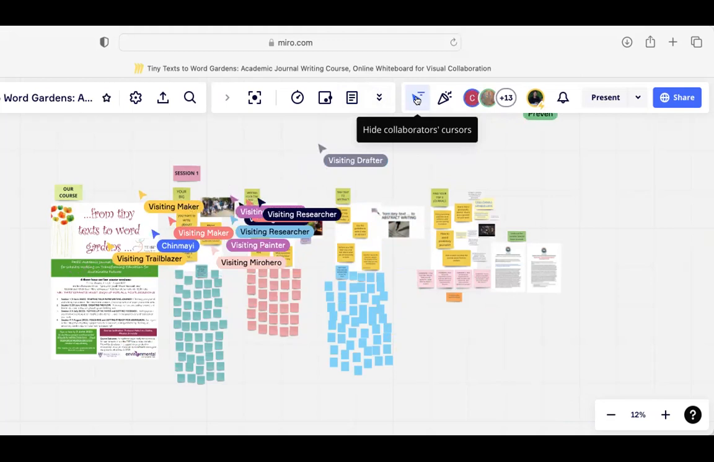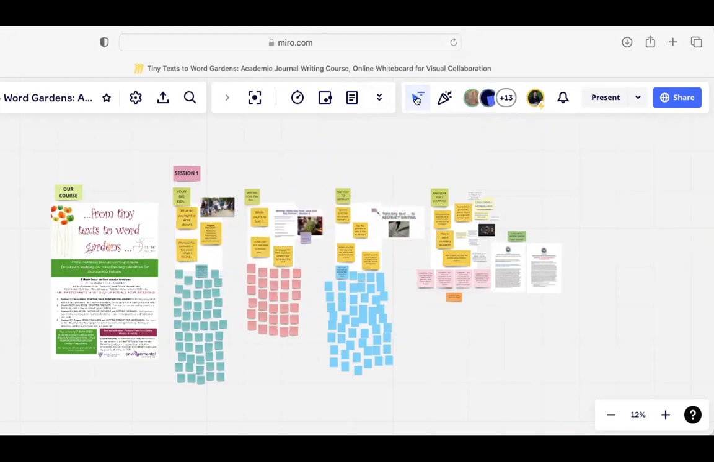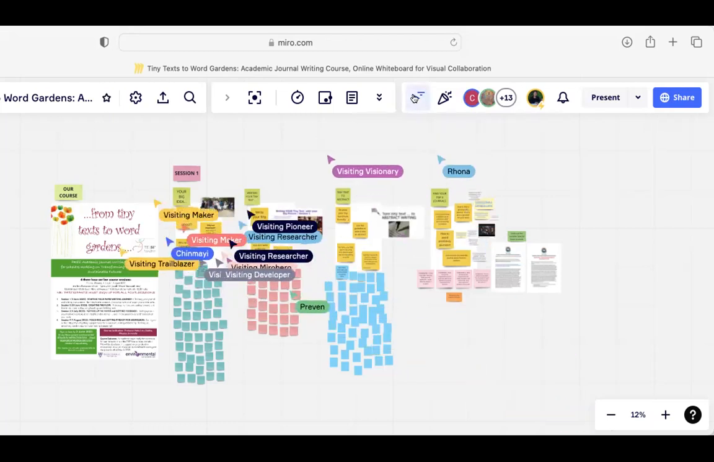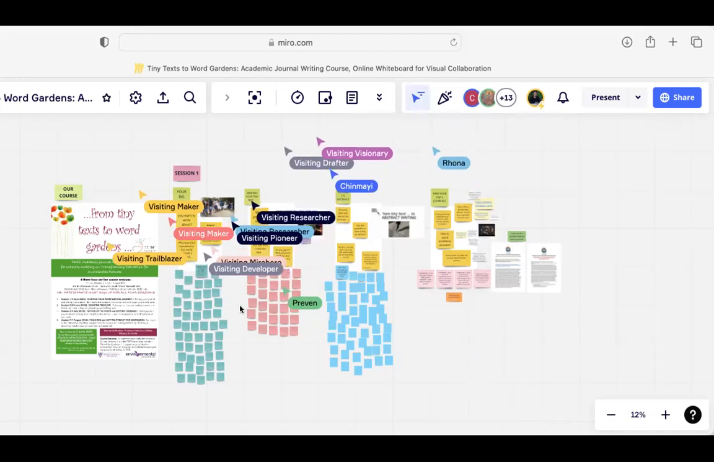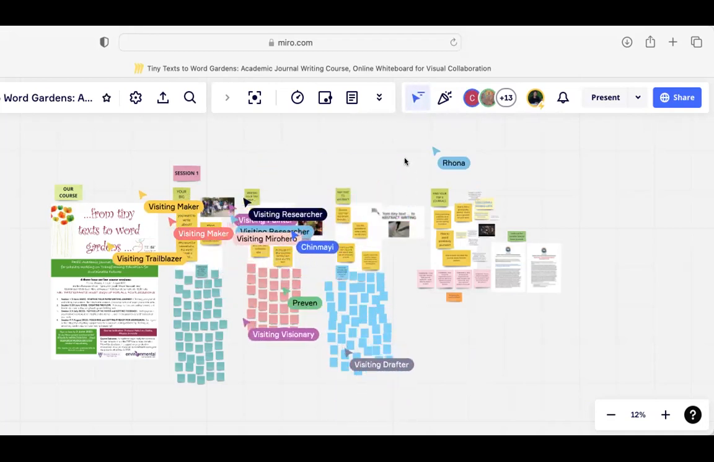So if I click it, you'll see, whoops, everybody disappears. Okay, so you haven't disappeared off the Miro board. It's just that we can't see everybody and their cursors moving around. Okay, is that clear to everybody?